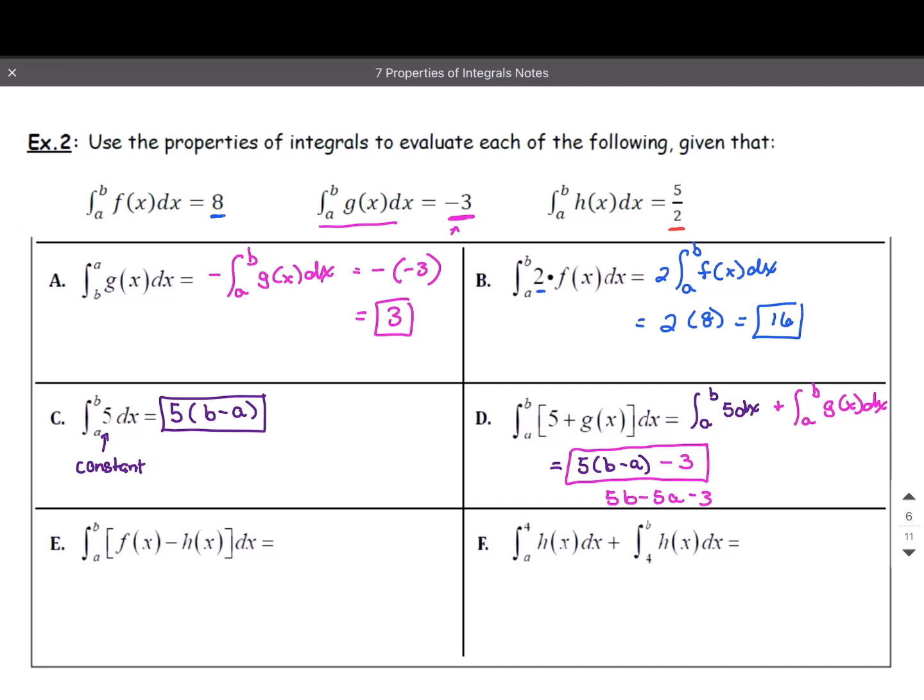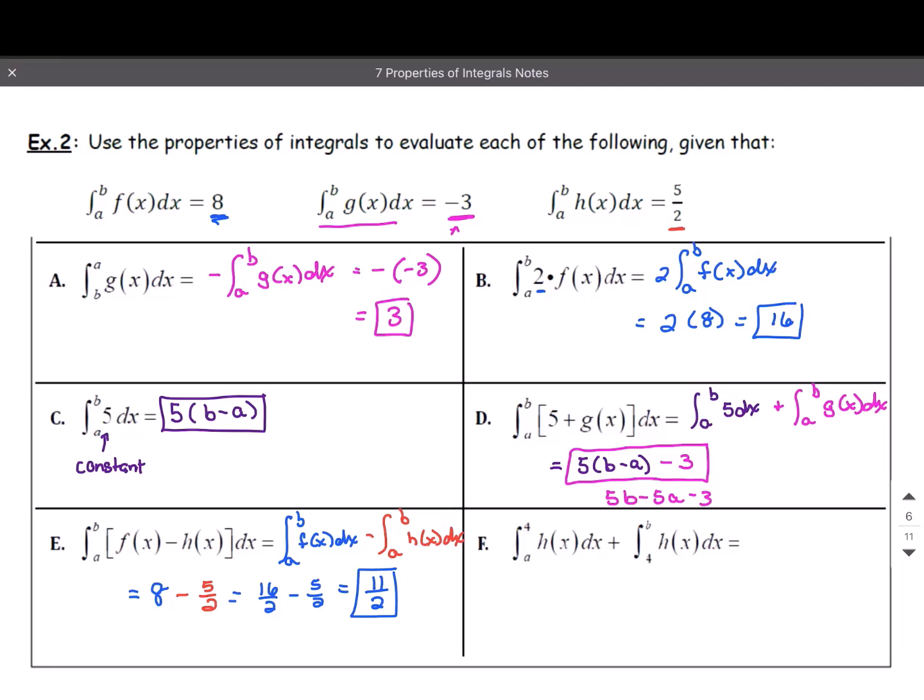All right, next up, we have the integral from a to b of f of x minus h of x. So that means we're going to break up the subtraction. The integral from a to b of f of x dx, and then minus the integral from a to b of h of x dx. Well, we know that the integral from a to b of f of x dx is 8, minus, we know that the integral from a to b of h of x dx is 5/2. So that's going to give us, let's see, that 8 is 16/2 minus 5/2. That's 11/2. There we go, or 5.5.